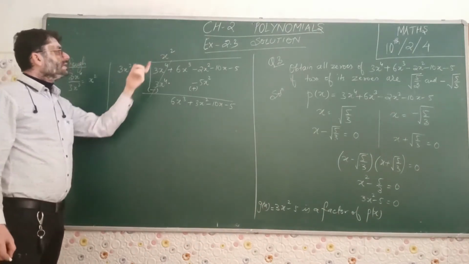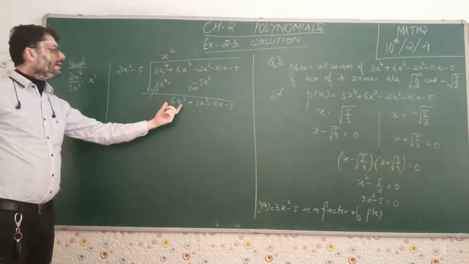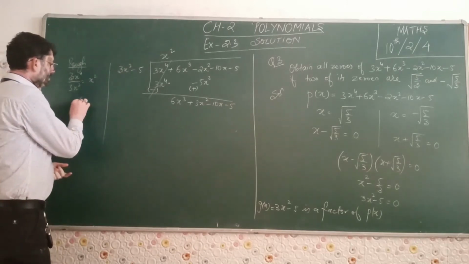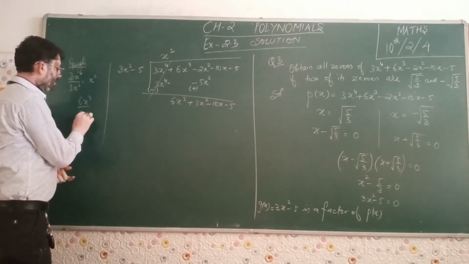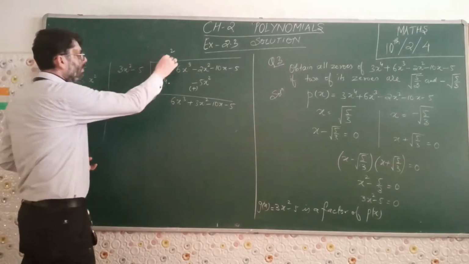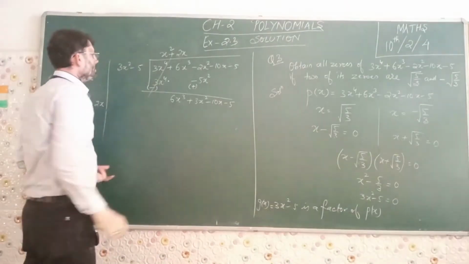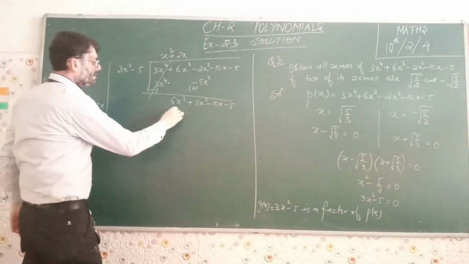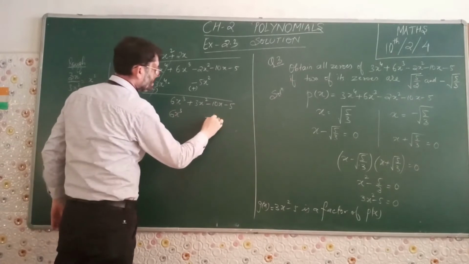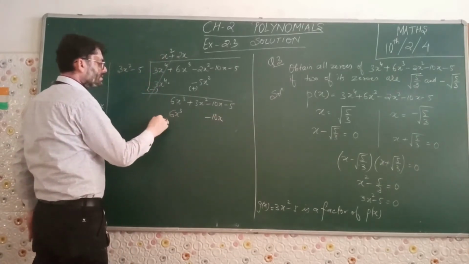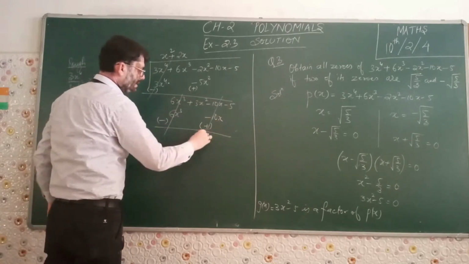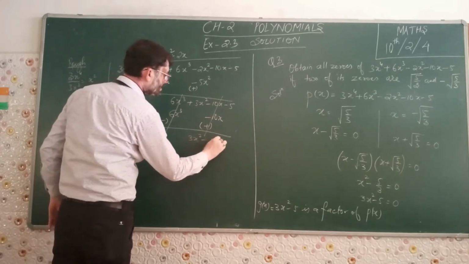In order to get the second term of the quotient, let us divide 6x³, the first term of the remainder, by the first term of the divisor, that is 6x³ by 3x². So this is +2x. So 2x into 3x² is 6x³, and +2x into -5 is -10x. Subtracting it, the plus sign becomes minus and the minus becomes plus. This cancels as well as this cancels. The remainder is 3x² - 5.